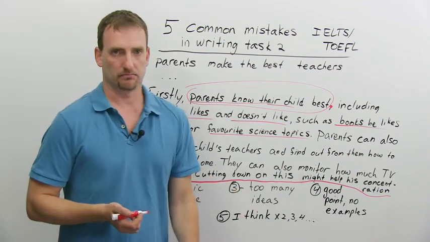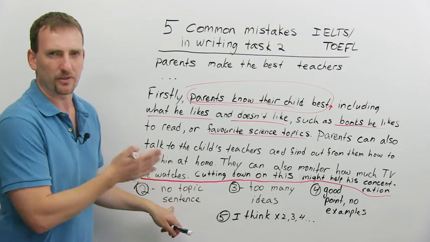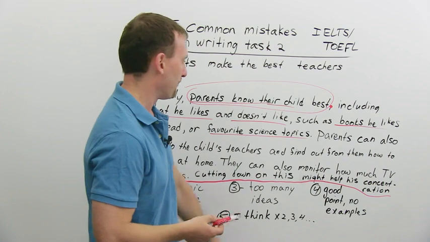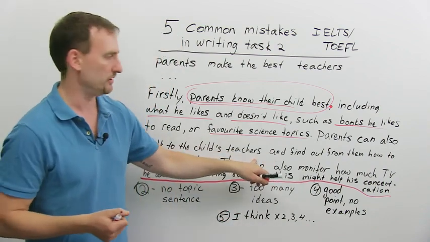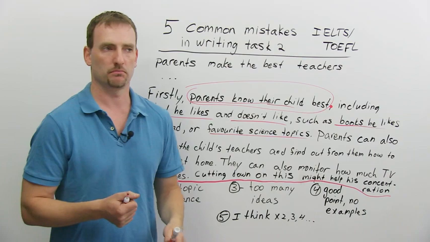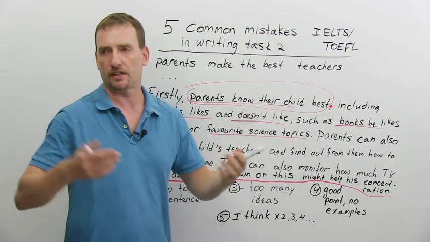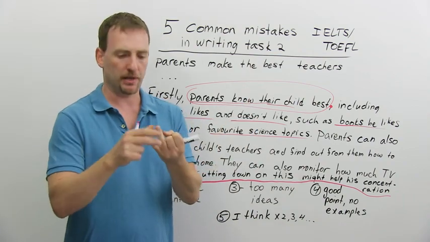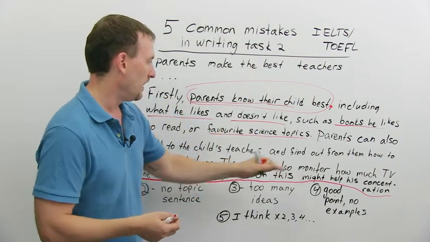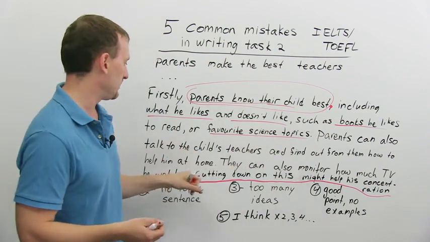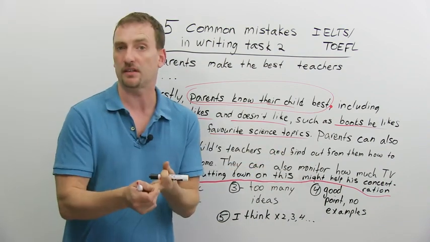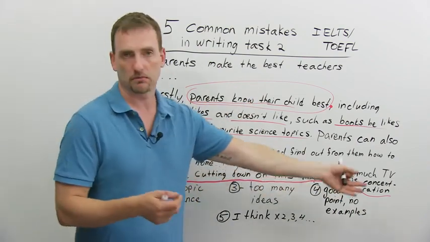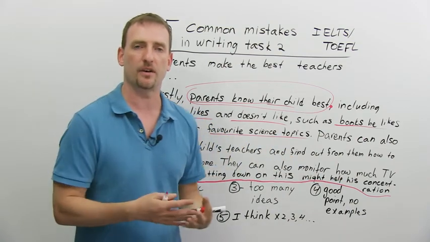Too many ideas. So this basically goes in line with the topic, no topic sentence. So then, okay, they know what he likes, what he doesn't like, his books, etc. They can also talk to the child's teachers and find out how they can help him. Okay, that's another way they can do so. Teachers have nobody to ask, or maybe they have the parents, who knows. So parents know their child best. Parents can talk to the child's teachers. They can monitor how much TV he watches. So this is something else they can do. Doesn't have anything to do with what he likes or doesn't like. And they can help his concentration by cutting down on TV.